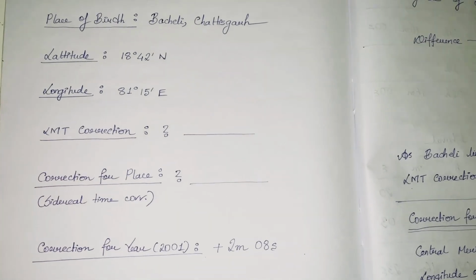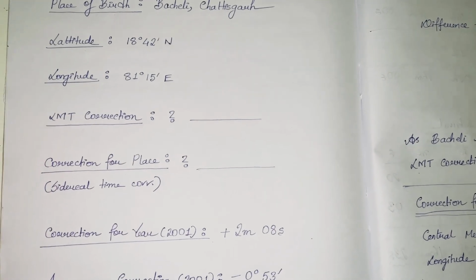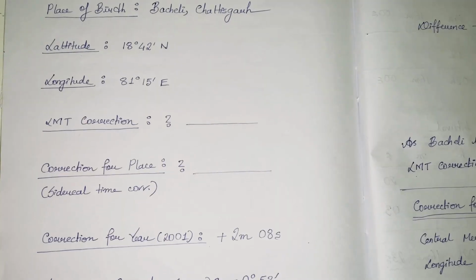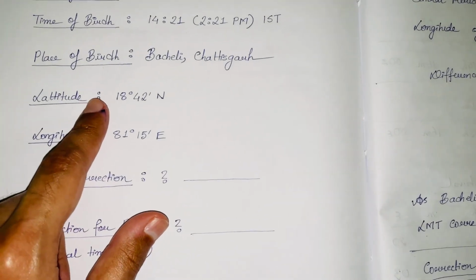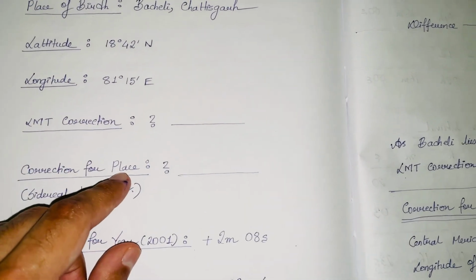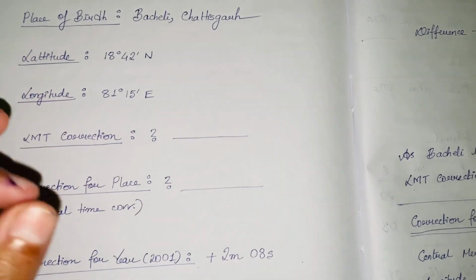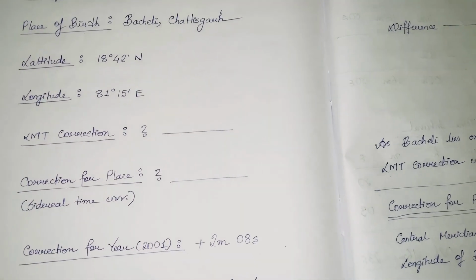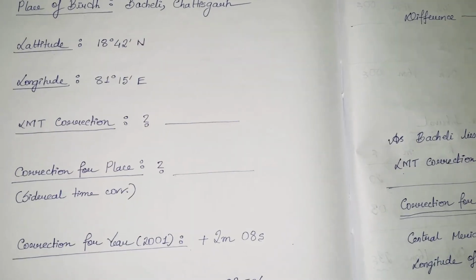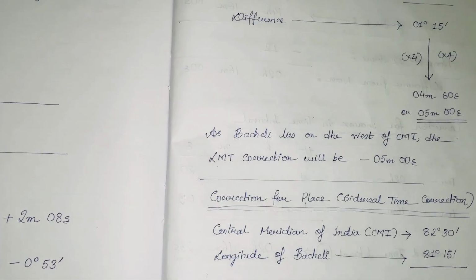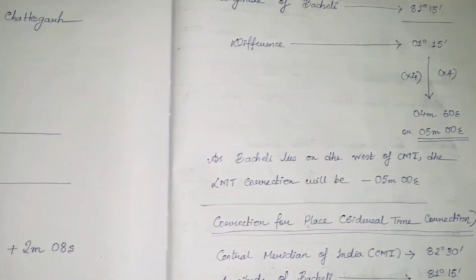So now what are you going to do? You have to calculate the LMT correction for BACHELI and the correction for the place, which is also BACHELI. You have to calculate this manually, and I'm going to teach you all in this particular class.